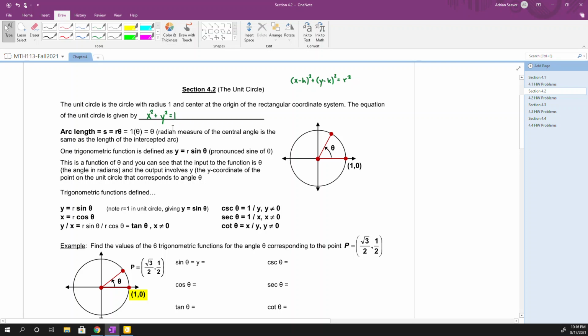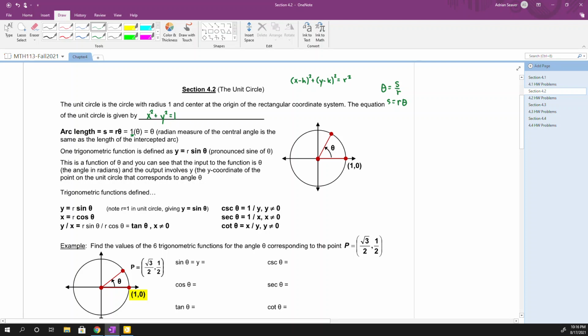Now, think back to last section, where we talked about arc length and radian measure: theta equals s over r, where s is your arc length and r is the radius of your circle. We said that if I multiply both sides by r, I get the equation s equals r theta. For the unit circle, your radius is 1, so s is equal to theta.